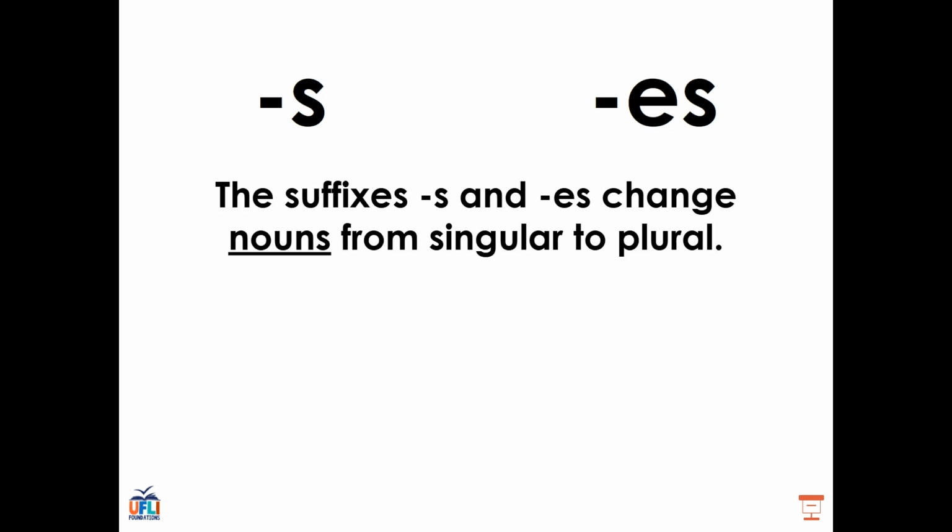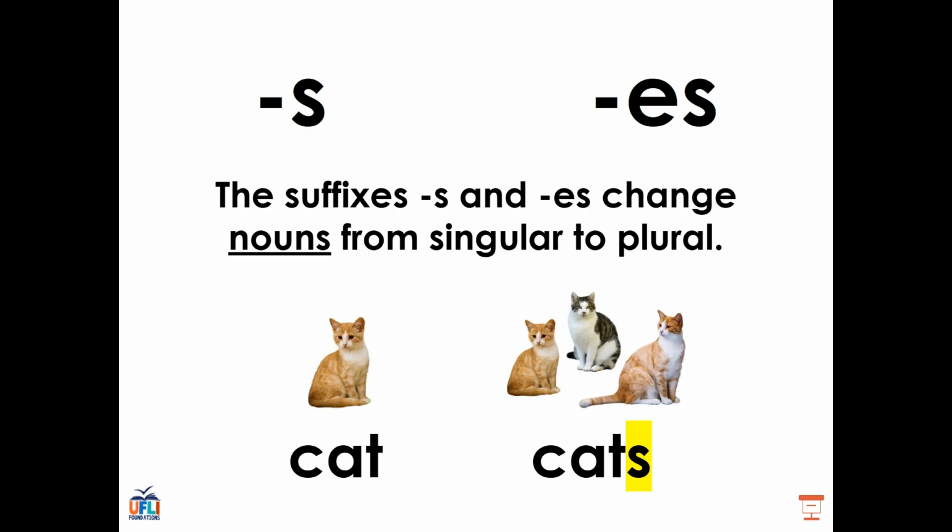Today we're looking at two suffixes in particular, the suffix s and the suffix es. The suffixes s and es change nouns from singular to plural. They also affect verbs as well, but we'll get there in a minute. First, let's look at this example.